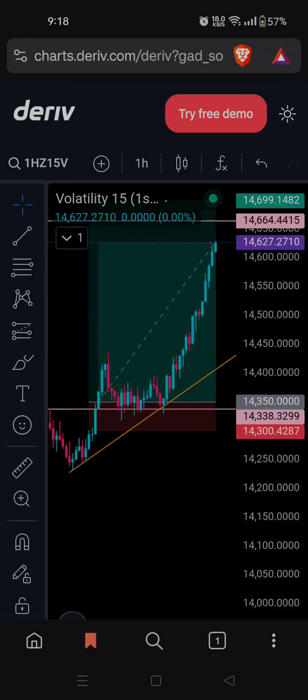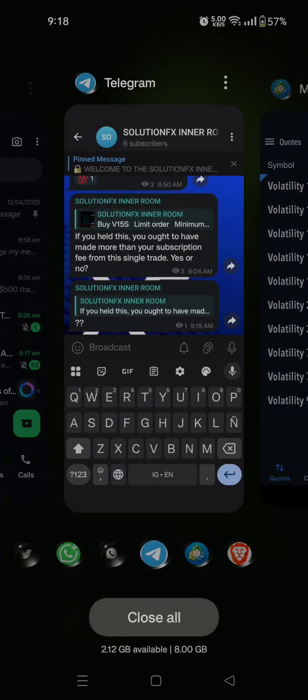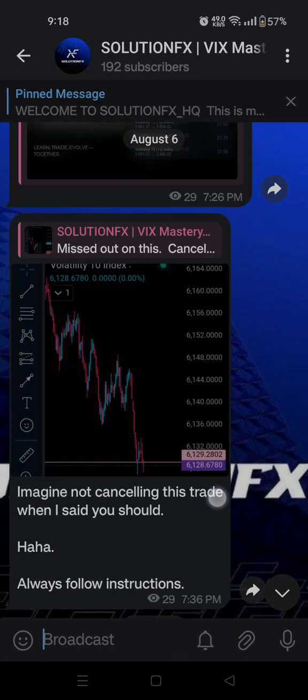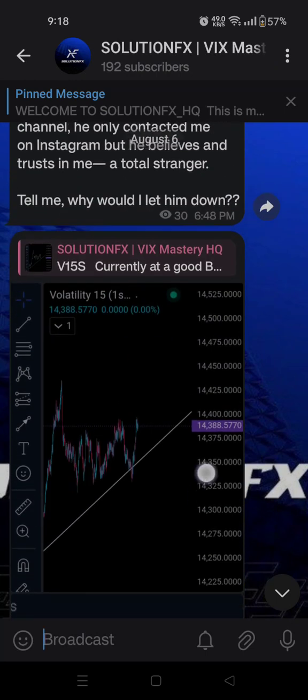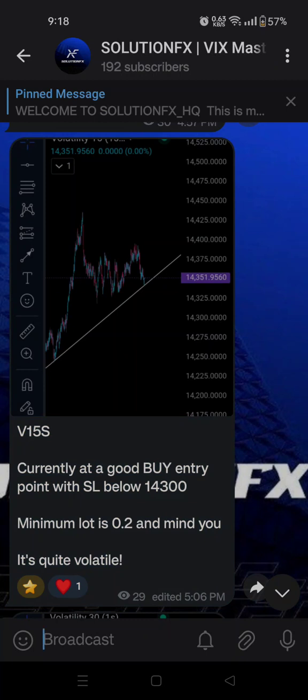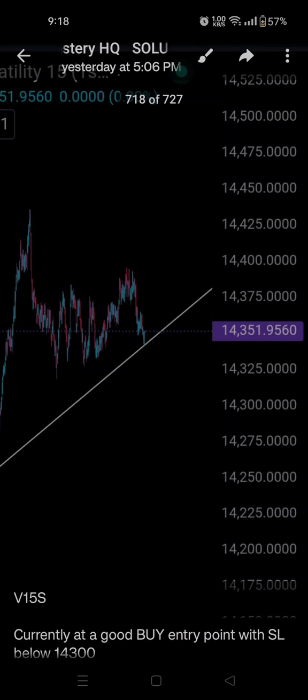Let me show us the chart, because I shared it with my community members yesterday. Here is the chart, as I did for my Telegram community members. You can see here is the call. I said V15X currently at a good buy entry point with stop loss below 14,300. Minimum lot is 0.2, and mind you, it's quite volatile. You can see the market was around 14,350 and thereabout, even though it corrected a bit from this 14,350.